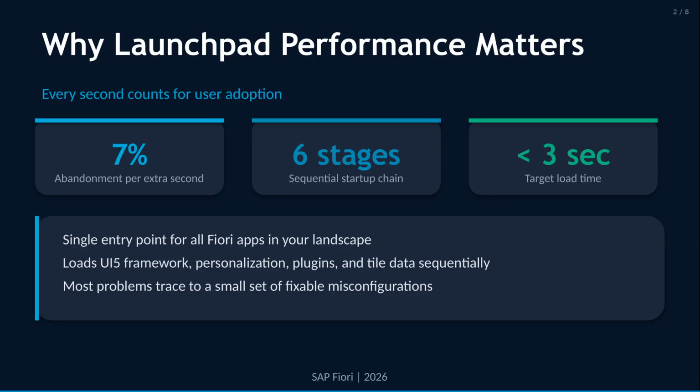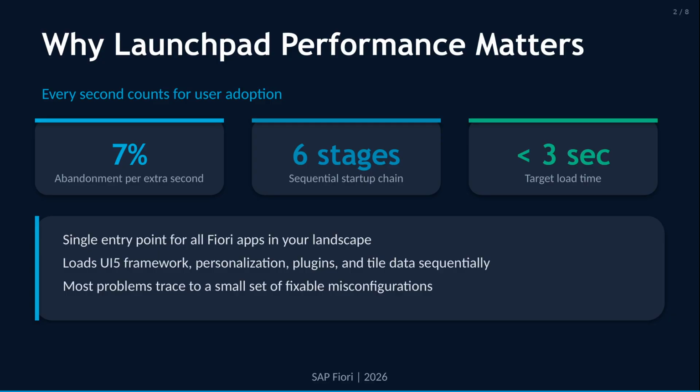It loads the SAP UI5 framework, resolves user personalization, fetches tile data through OData calls, and initializes every registered plugin, all before the user sees a single tile. When any one of these stages is slow, the entire experience suffers.